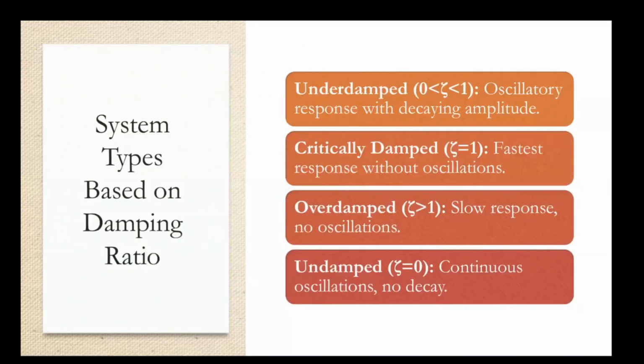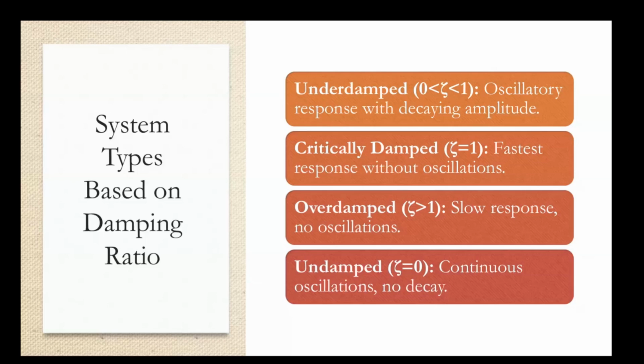Now, as I mentioned in the first slide, the standard form of a second order system is omega n squared divided by s square plus 2 delta omega n s plus omega n square. In that, delta is the damping factor.